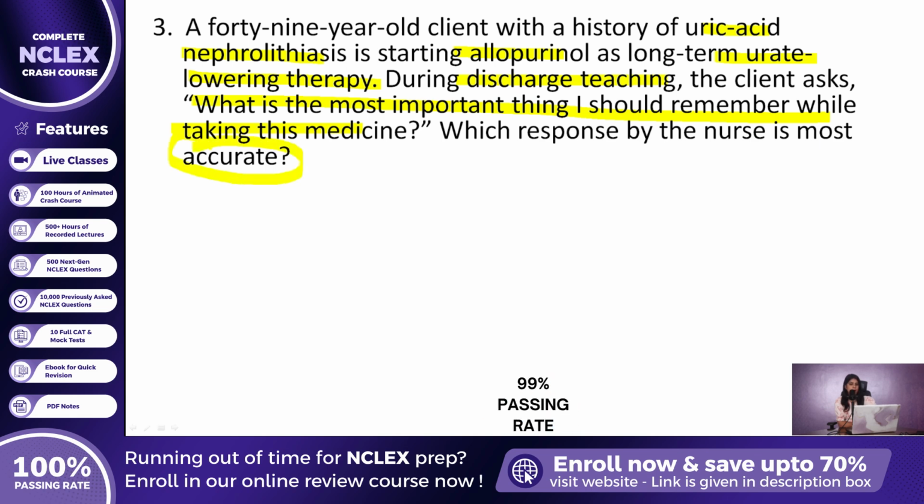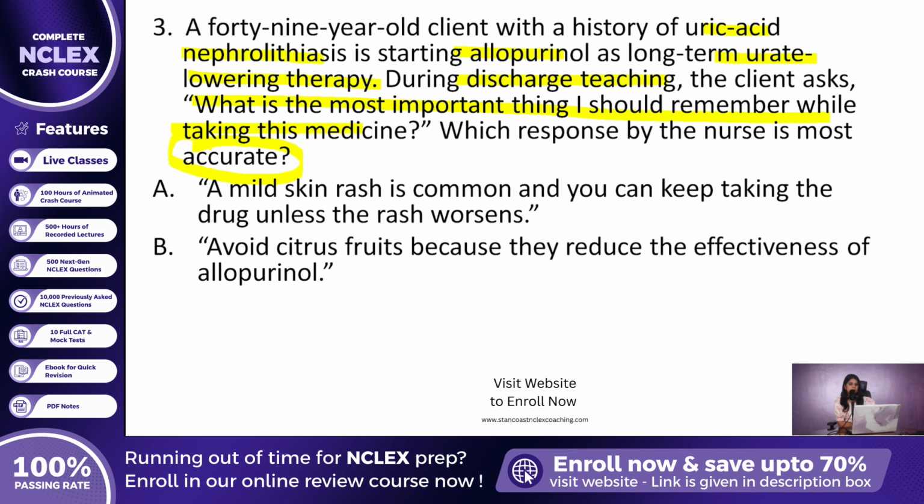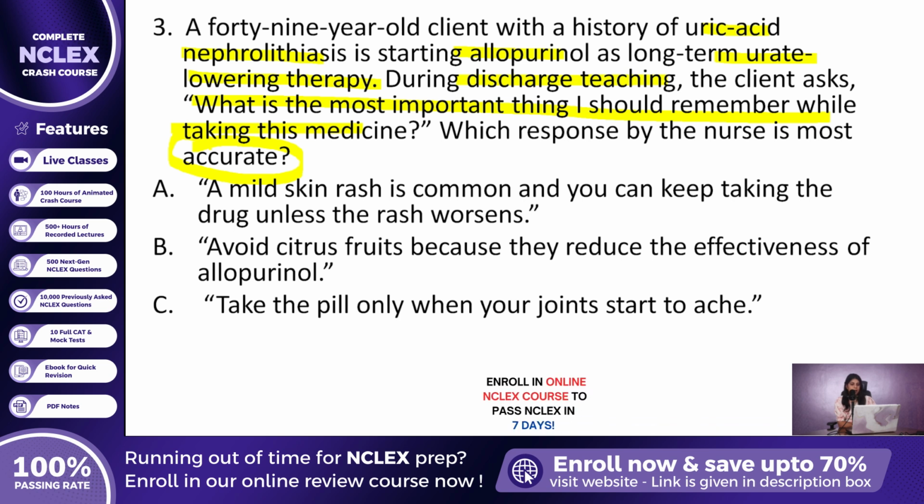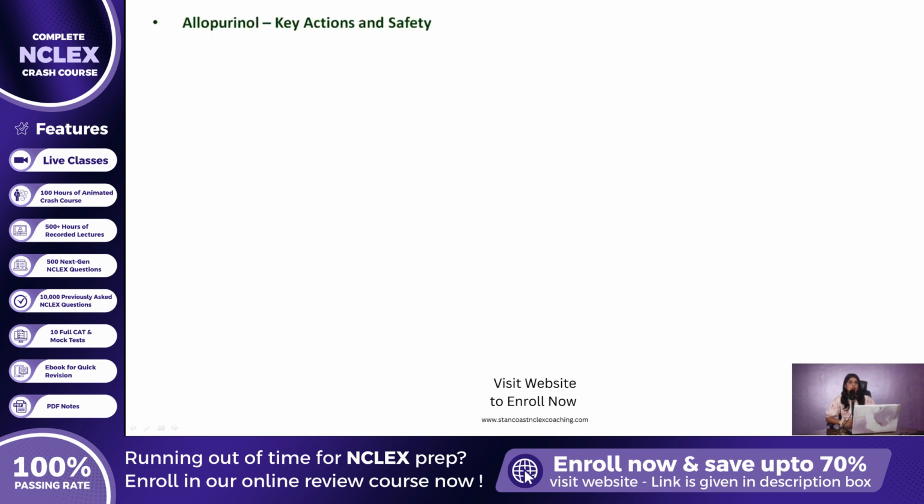Let's break it down. Option A. A mild skin rash is common and you can keep taking the drug unless the rash worsens. Option B. Avoid citrus fruits because they reduce the effectiveness of allopurinol. Option C. Take the pill only when your joints start to ache. Option D. Be sure to drink at least 3 liters of water every day. The wisest advice in this situation is option D. Be sure to drink at least 3 liters of water every day. Here is why that answer stands tall.